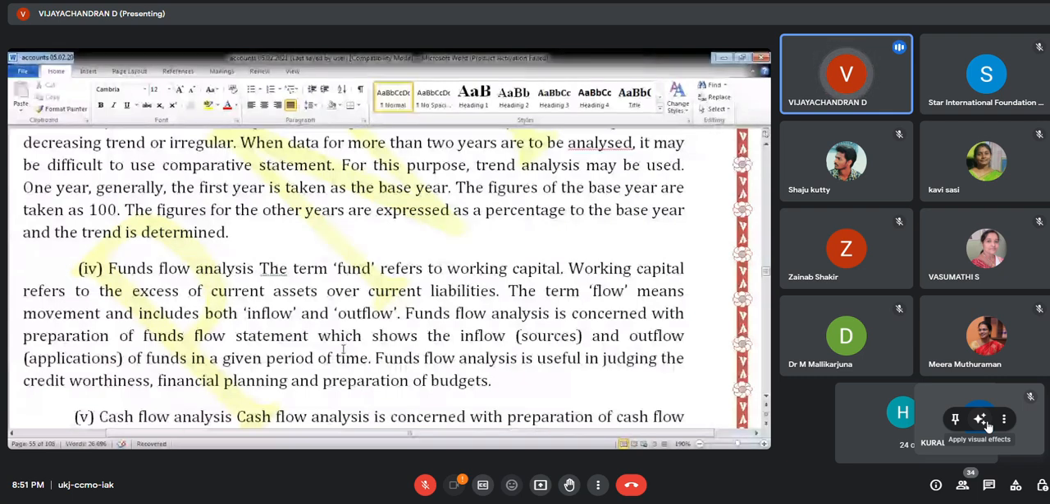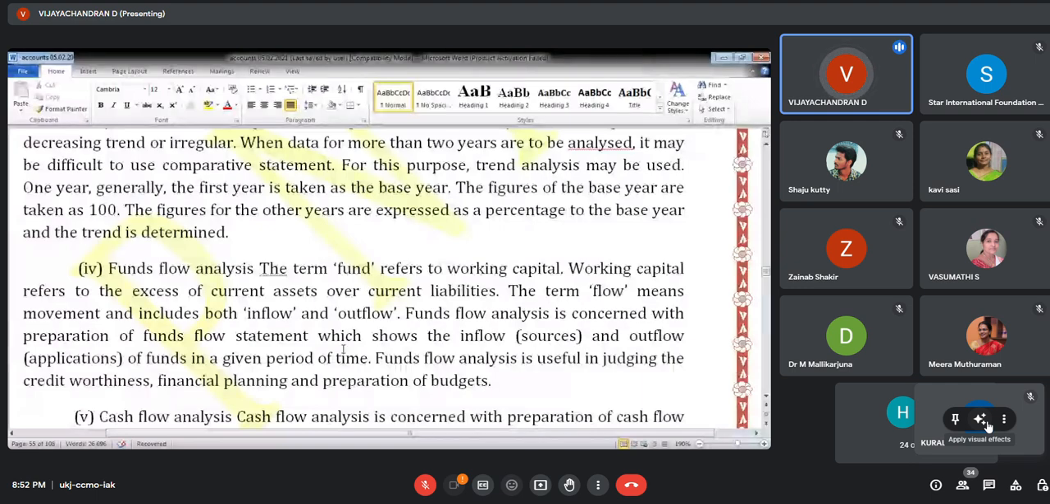So in the fund flow analysis, what is fund? Fund refers to working capital. It's not cash. You should not say cash or mere cash. Here in the fund flow analysis, it refers to working capital. I will ask one question so that it will be easy to answer in your examination. In case there is an increase in stock, what is your answer? Is it an increase in working capital or a decrease in working capital?